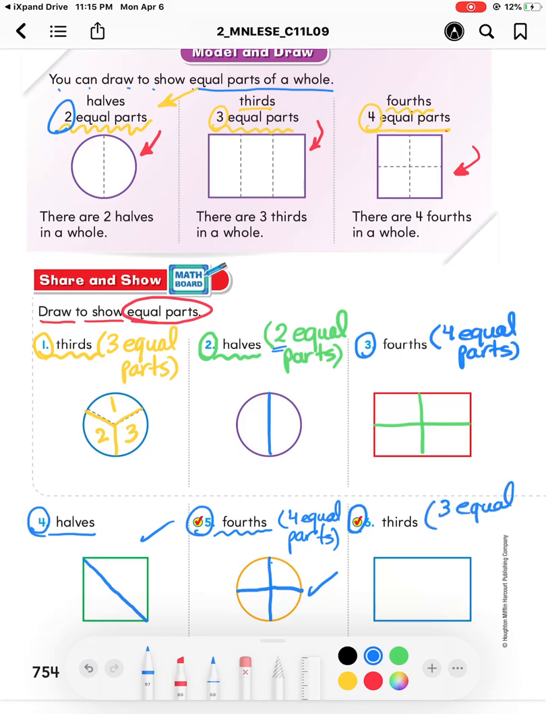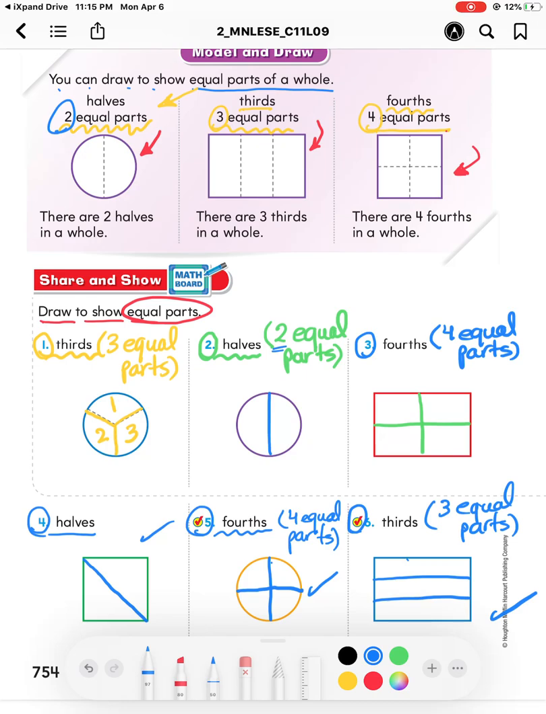Now let's move to question number 6, thirds, which means how many parts? 3 equal parts, right? Now we can divide it like this. I'm sorry. We need to make it like this. 1, 2, 3. And we have 3 equal parts. This is correct. Or we can do it like this. 1, 2, 3. And this is also correct. As long as I'm creating 3 equal parts, your answer will be considered a correct answer.